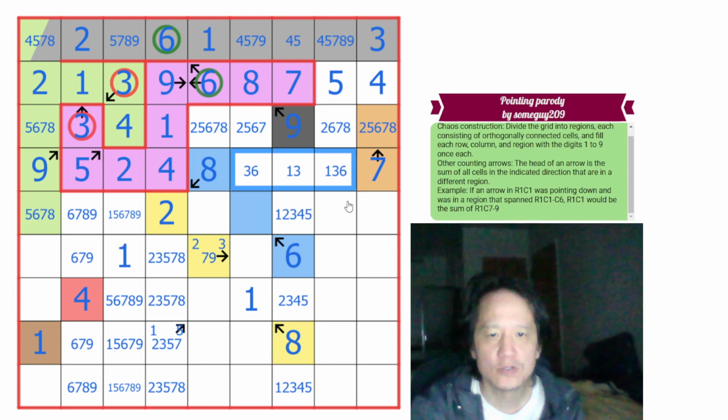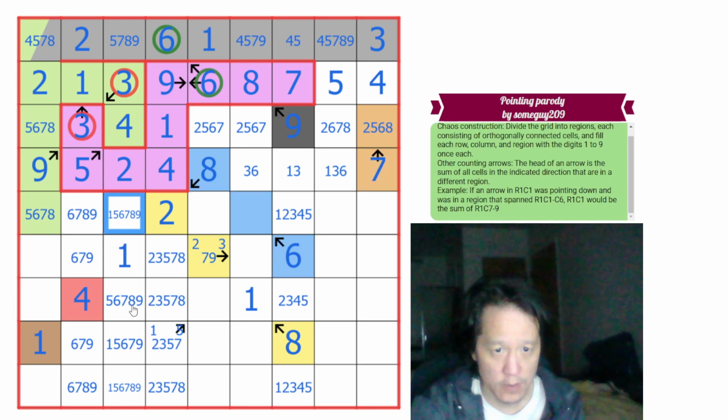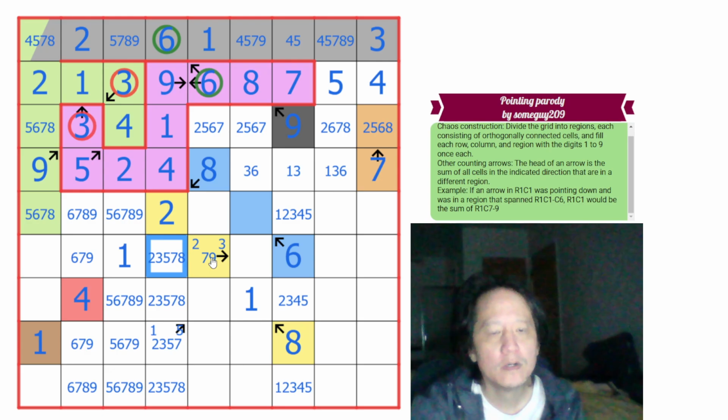These can't be 2. This can't be 8. Okay. This can't be 7. These can't be 1 now. Where is the 1 in yellow? I guess it could be down here.